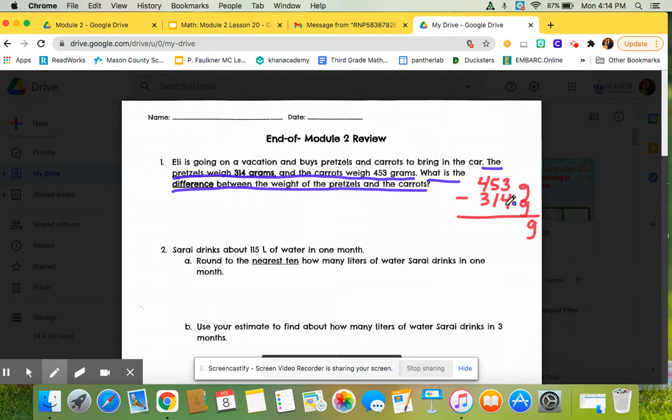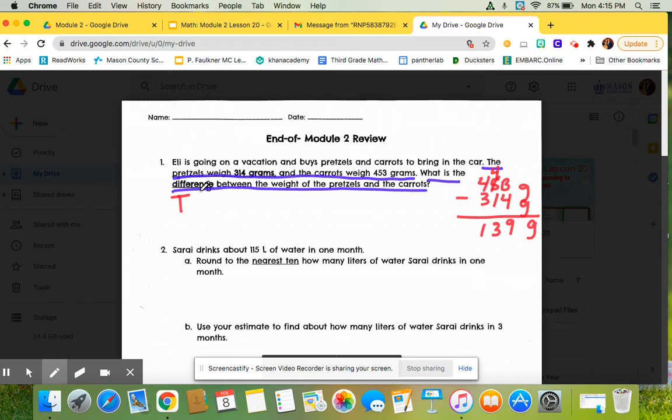I have 3 ones, and I have to take away 4 ones. I can't do that, can I? So I'm going to go over here and borrow from my tens, and that 5 becomes a 4. We now have 4 tens and 13 ones. Remember, we have not changed the number. That is still 453 when I look at my base 10 blocks. So I have 13 minus 4, which is 9, 4 minus 1, which is 3, and 4 minus 3, which is 1. So 139 grams is the difference.